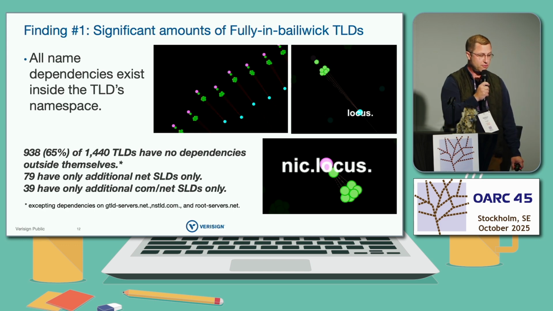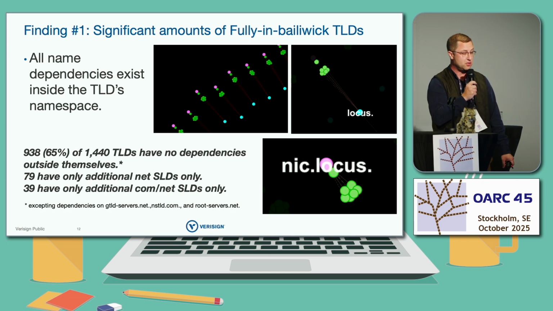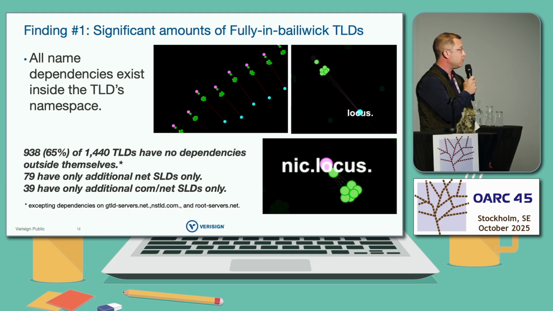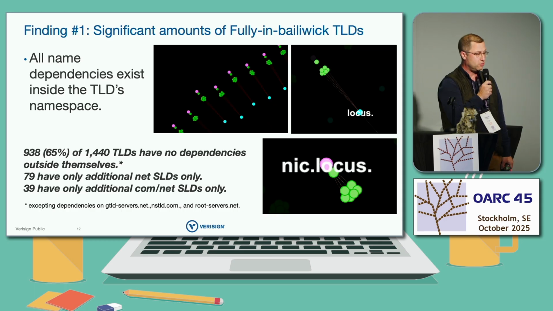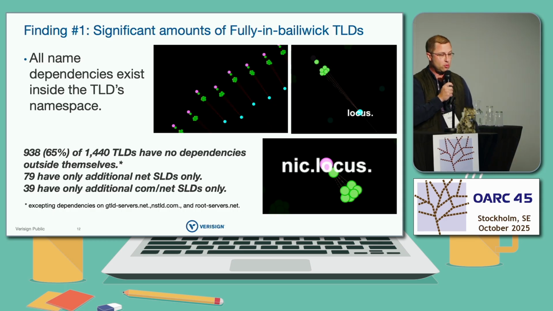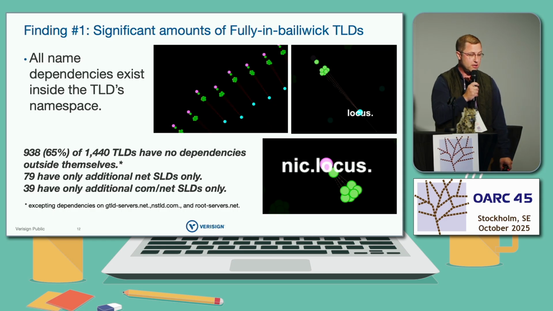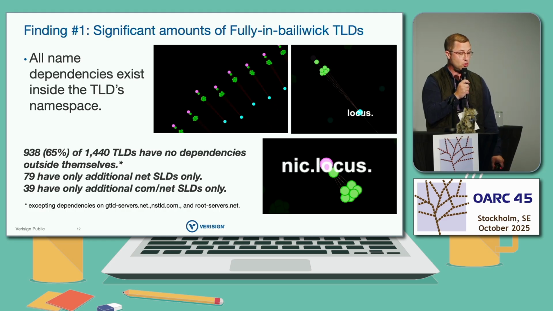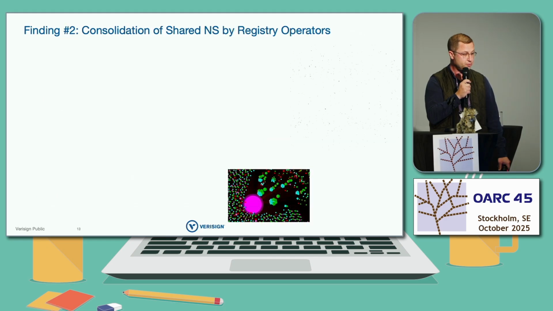So we have roughly 938, or 65%, of the 1,440 TLDs that we scanned have no dependencies outside of themselves, excluding rootservers.net, which we mentioned we took away. But if you relax that a little bit and add additional net SLDs or one additional com/net SLD, you get up towards a little over 1,000 TLDs matching that property. So a significant portion of the root zone is structured like this.